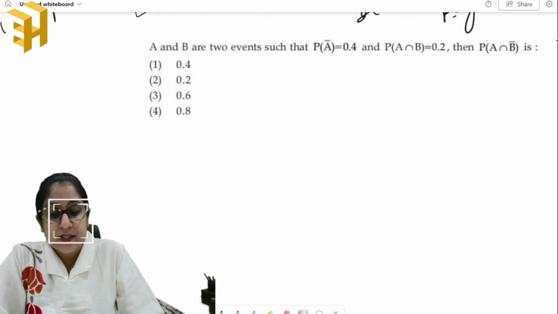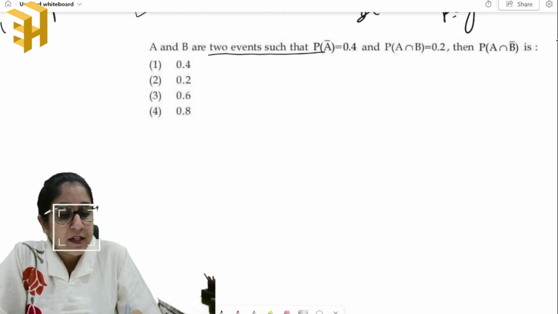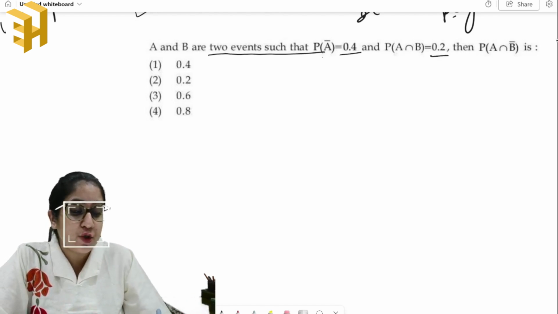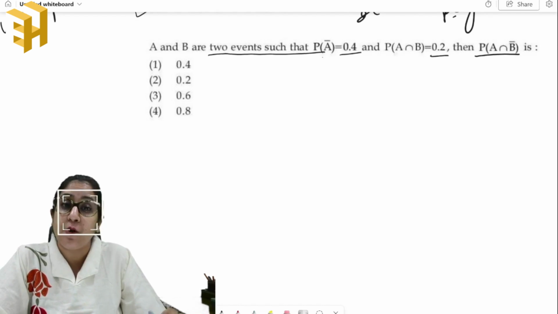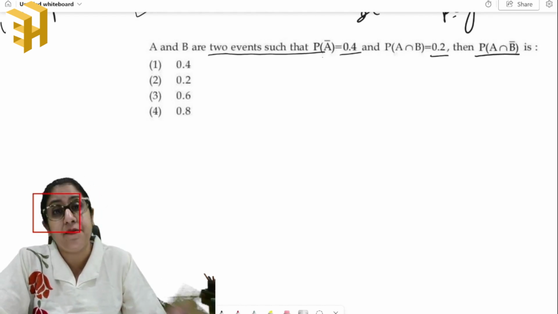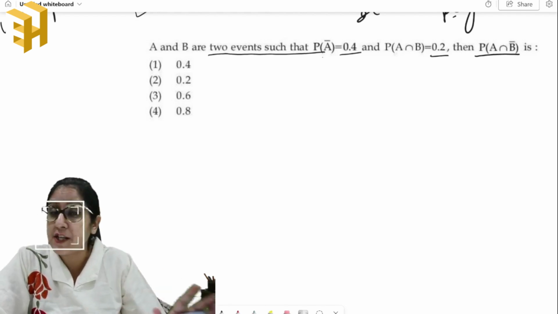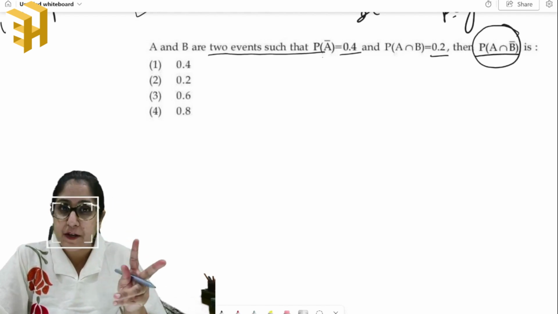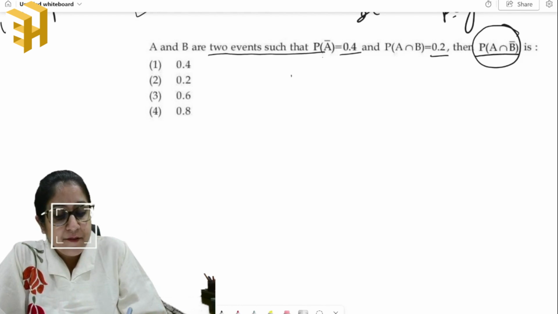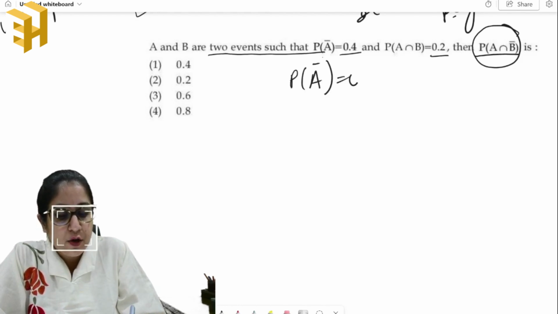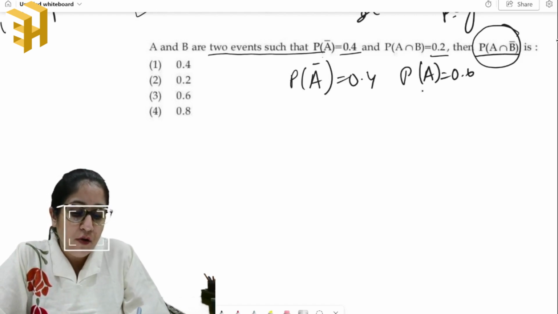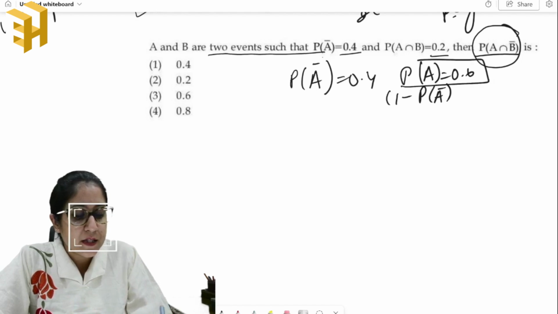Now, this question says that A and B are two events such that P(A') is 0.4, P(A intersection B) is 0.2, and we have to calculate P(A intersection B'). Now, I'm not going to go in for a lengthy method. I'm just going to adopt my shortcut here because I just have to find the intersection between two sets of data, right? So let's start. If I am given P(A') is 0.4, then I can say that P(A) will be 0.6, by 1 minus P(A'). Okay, so P(A) is 0.6.